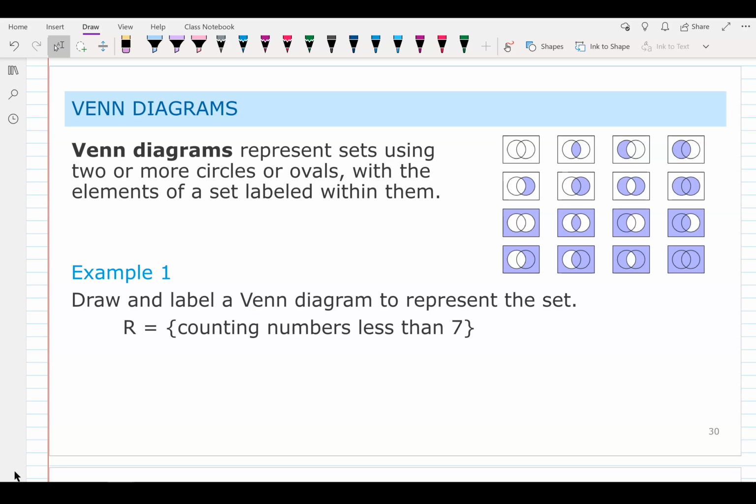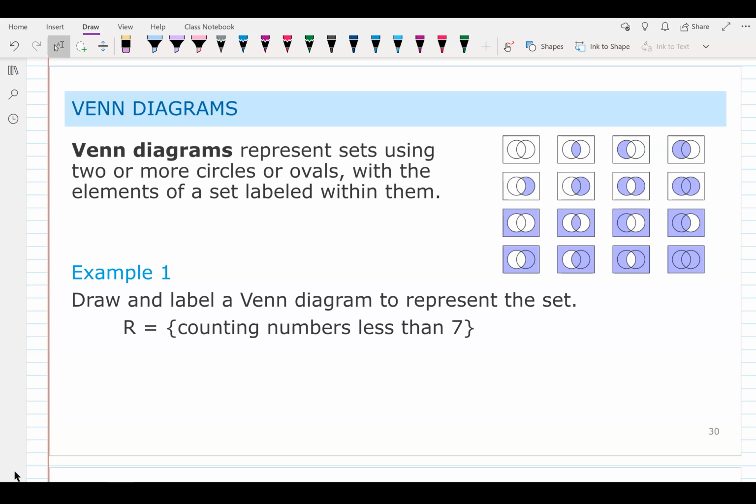This video is going to cover Venn diagrams, which is actually a nice topic because it's very visual. That's the whole point of having a Venn diagram, is for things to be more visual and more easy to understand. So let's get right into it. Venn diagrams, what do they represent?